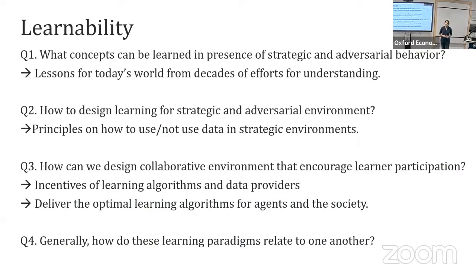So in light of this, how do we change the question that was posed in the 80s, so that it is still fundamentally about the limits of learnability and what concepts can be learned, but in light of the needs that we currently have and the environments that we're actually working with? I want you to have four questions in mind. The first one is still very similar to what we asked before: what concepts can be learned, but now in the presence of strategic and perhaps also adversarial behavior?